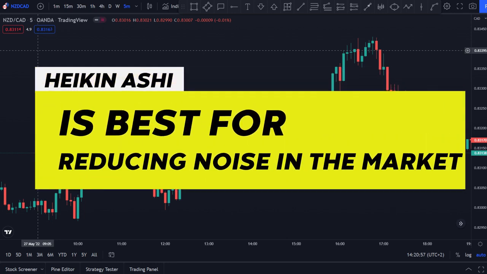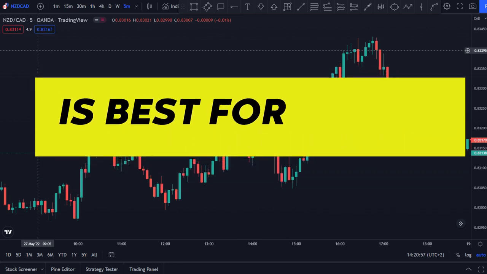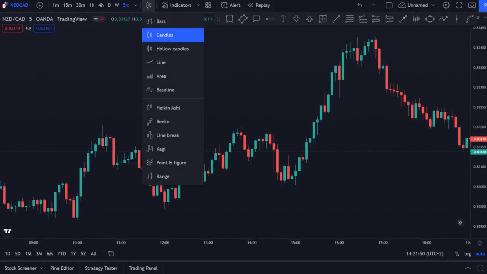So what is Heikin Ashi? Heikin Ashi is candlestick-like, but only with positive vibes. From this chart over here, this is what we call Japanese candlesticks. But after we change the candlesticks to Heikin Ashi, the chart will look very clean to our eyes. Now let's begin by changing these candlesticks to Heikin Ashi.